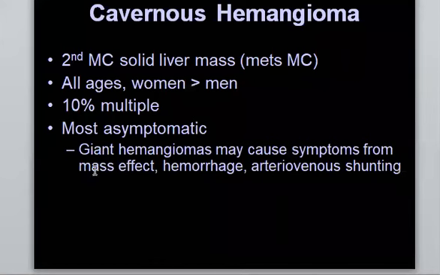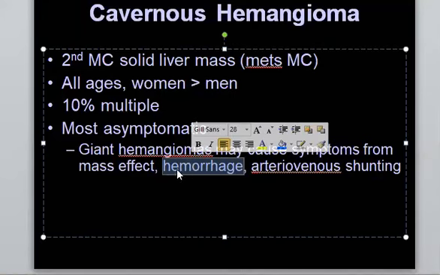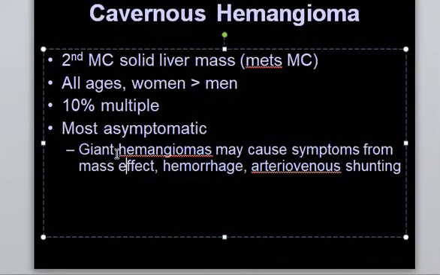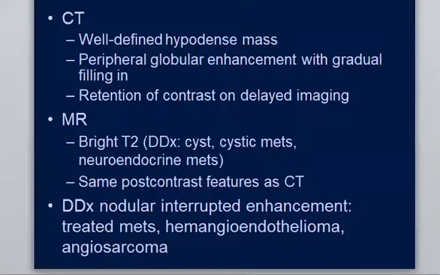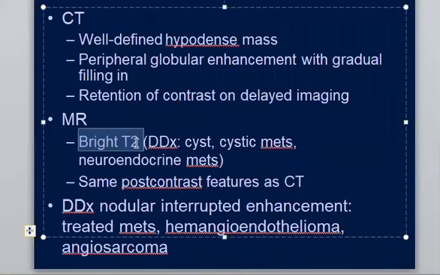So this is what is called cavernous hemangioma, which is the second most common solid liver tumor after metastasis. So everyone sees it. The most important thing to know is that maybe it has hemorrhage, and there is one entity called giant hemangioma. In the T2, it has very bright signal.